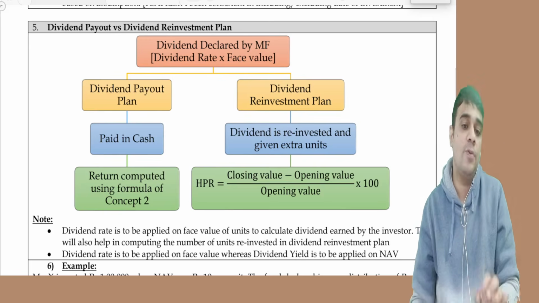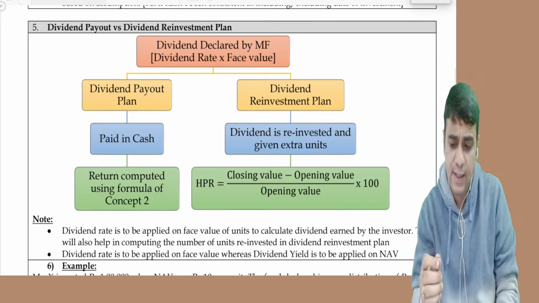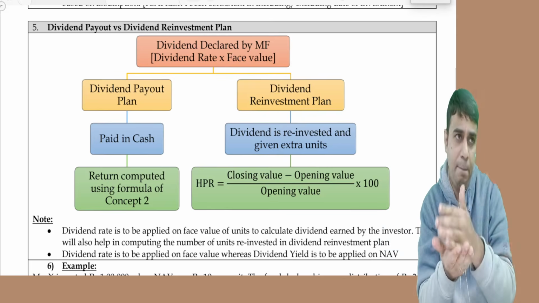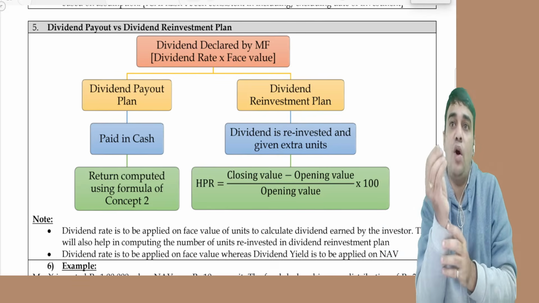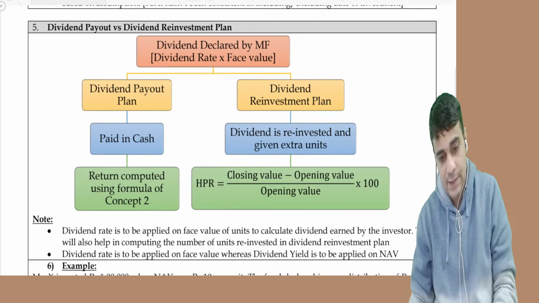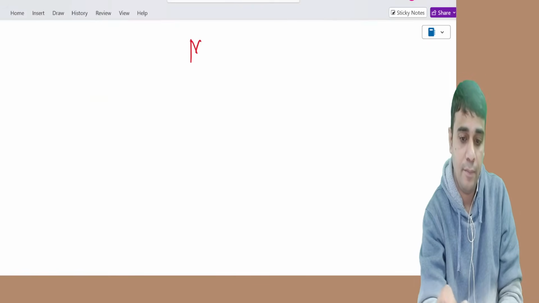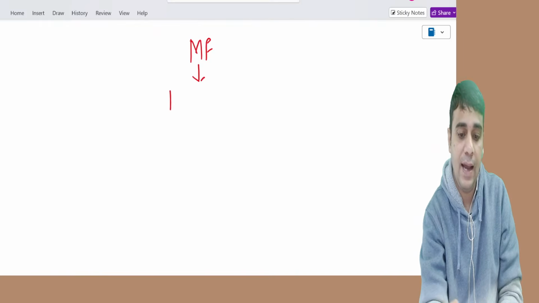There's a second option, which is called the dividend reinvestment plan. What is dividend reinvestment? I pay dividend, but I do not give it to you in the form of dividend in your bank account. What happens is, the MF declares dividend.